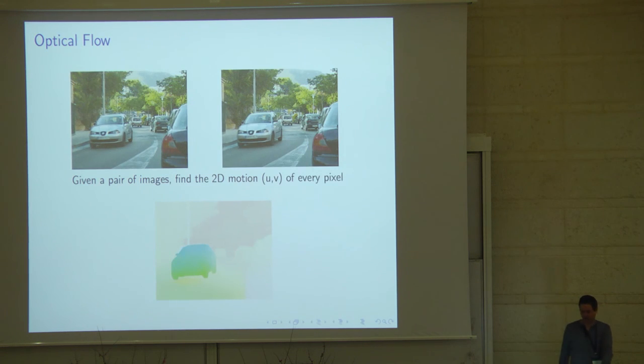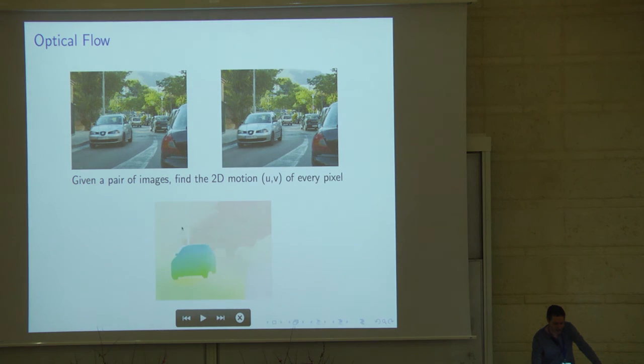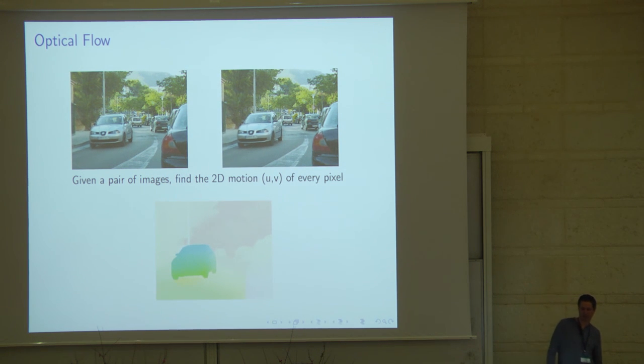So the problem of optical flow is, given a pair of images, find a two-dimensional motion, u and v, of every pixel. The input is a pair of images like down here, and the output is an image where every pixel has two components. Here the two components are coded in a particular coding scheme. The more saturated the color is, the larger the speed of this particular pixel. So all the pixels belonging to the car move faster than the pixels belonging to the background. And the chrominance, the hue of the pixels, is the direction of motion. Basically, your task is, given two images, find the speed and the direction of motion of every pixel.